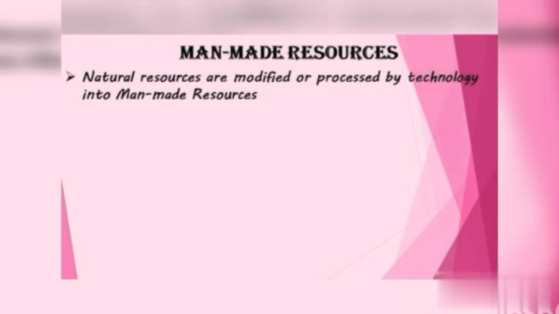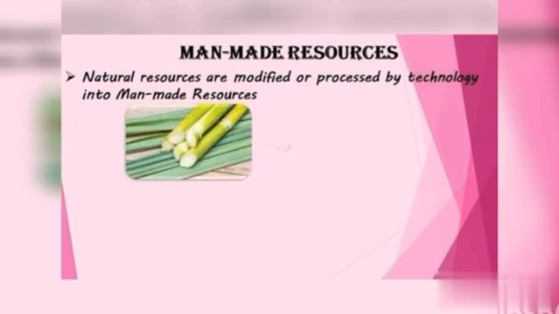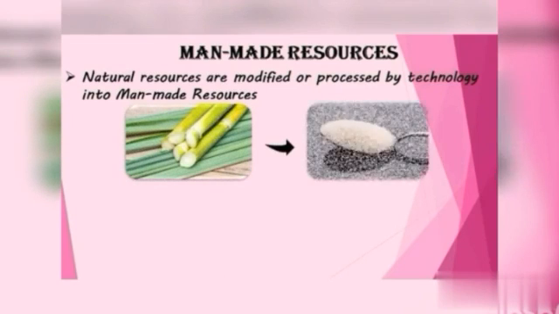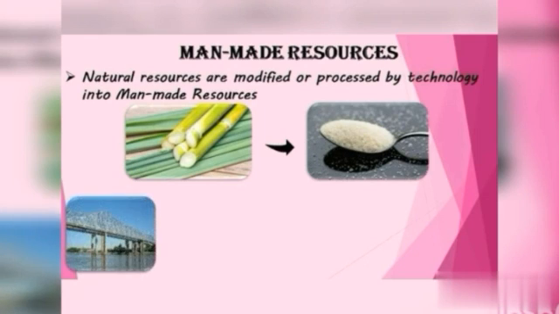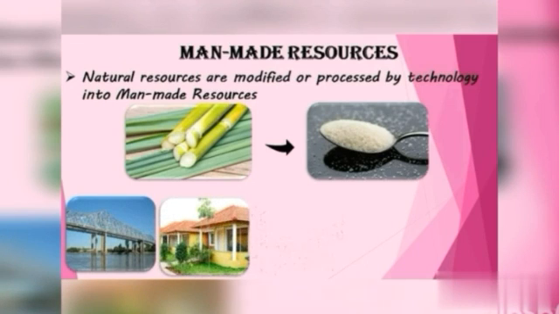Do you know resources can be classified into natural, man-made and human resources? Already we discussed natural and man-made. Let's see man-made resources. Natural resources are modified by technology into man-made resources. Example, sugarcane is processed to get sugar. All structures built by men can also be called man-made resources. For example, bridges, houses, roads.